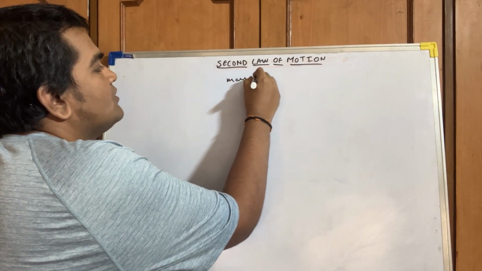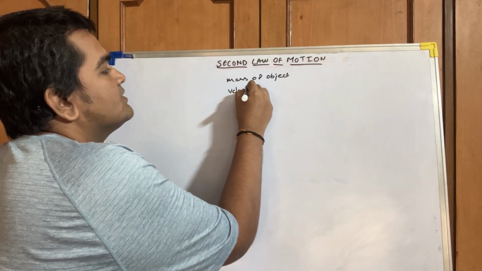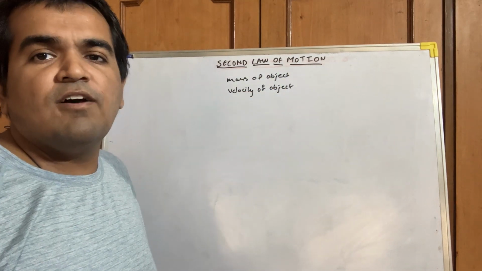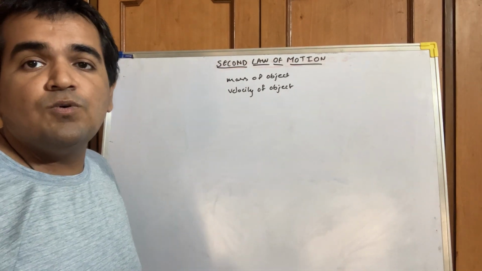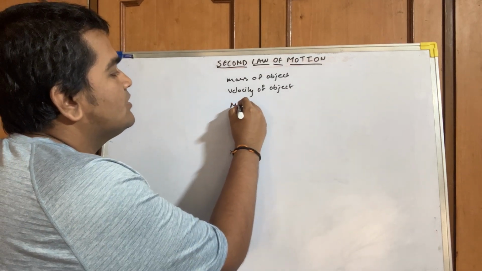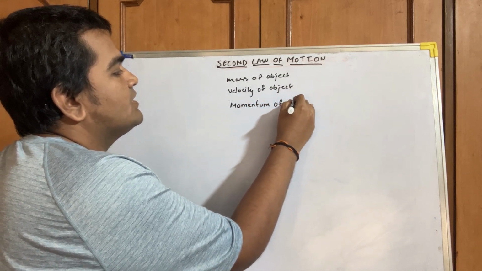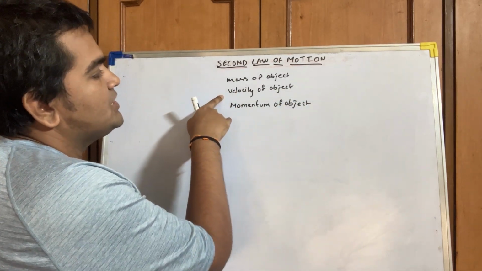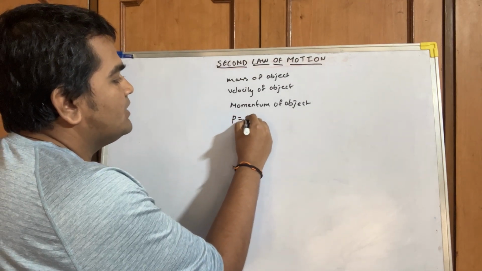the mass of the object and velocity. Now there must be some term that relates these two quantities. The term that relates these two quantities is known as momentum of the object. Momentum of the object is defined as the product of the mass of the object and the velocity of the object, that is, p is equal to mv.